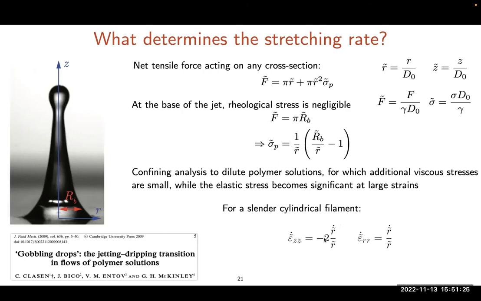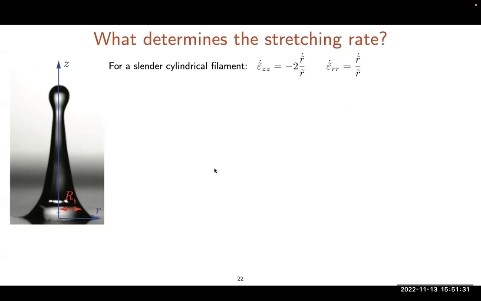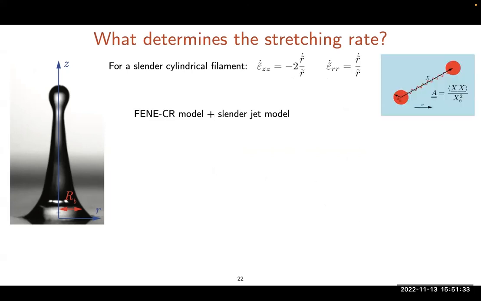And for a slender cylindrical filament, this is how the strain rate components look. We are going to model the polymers in the Finitely Extensible Nonlinear Elastic-CR model, where there's assumed to be two beads connected by a spring. And we use the slender jet model for the dynamics of the jet itself.